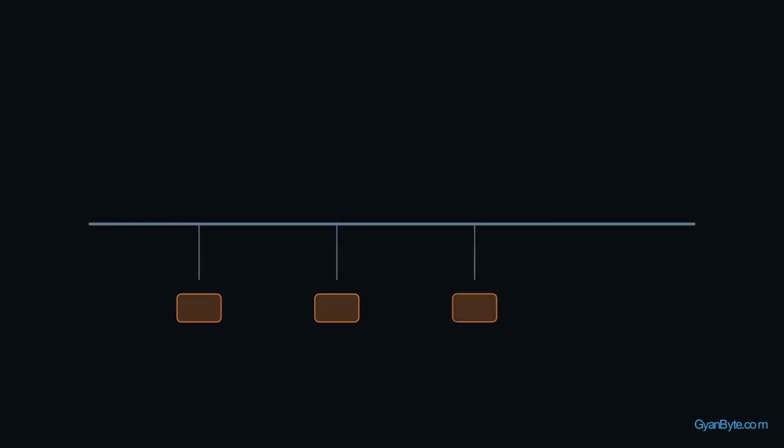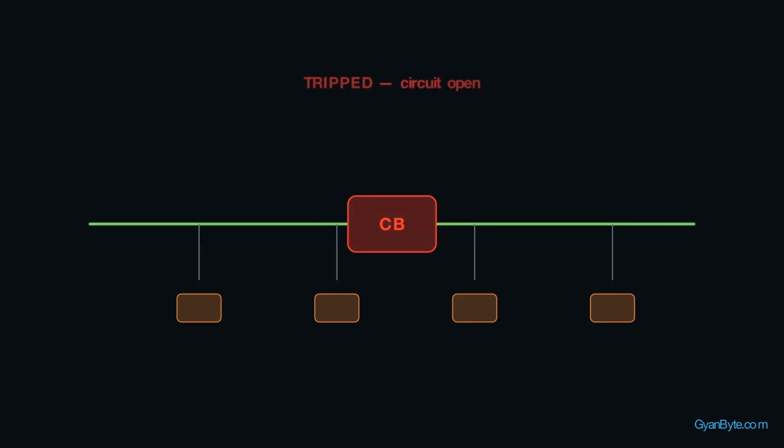Imagine your house wiring. You plug in too many appliances, the wire overheats. Without a circuit breaker, the wire melts, the wall catches fire, the whole house burns down. But with a circuit breaker, the moment current exceeds a safe threshold, the circuit opens, power stops flowing, and the house is saved.